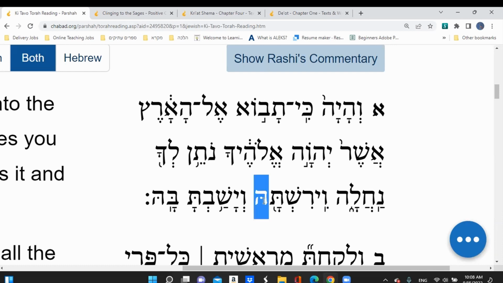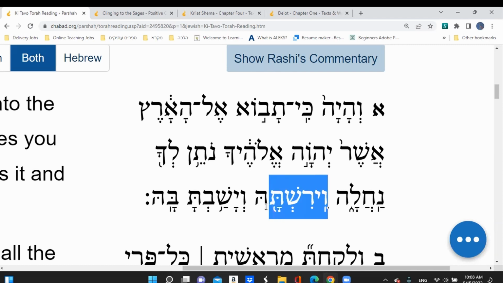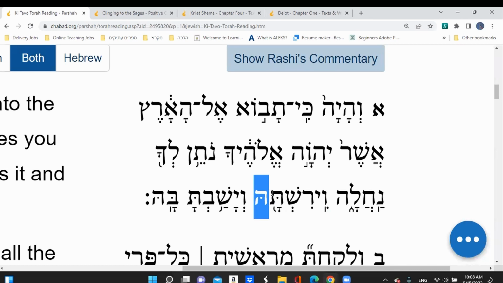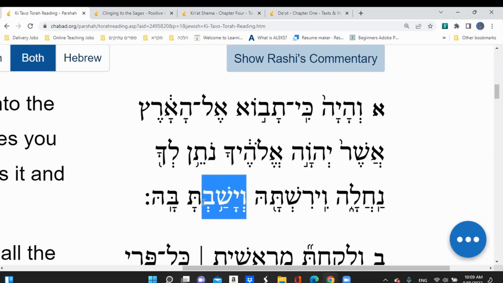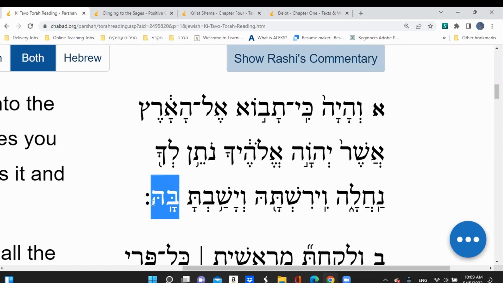Good. When you see a hey with the dot in it, you want to exhale very strongly. So instead of virishta, you want to say virishta. You should hear yourself. All right. Because this right here is a word all by itself added to this word. Ve-yo-shav-ta. Good, good. Right, if you see a dot in the hey, we need to hear the sound of the huh.